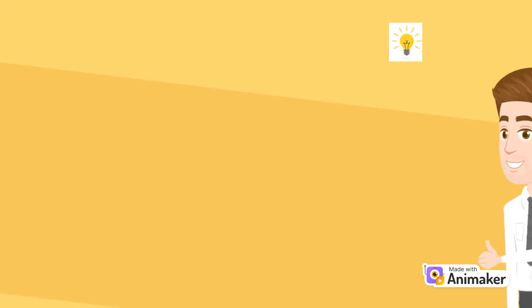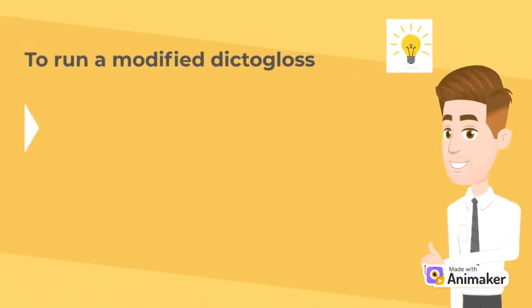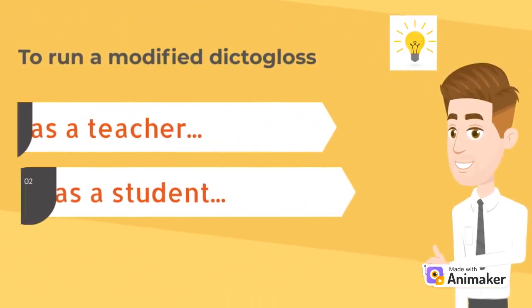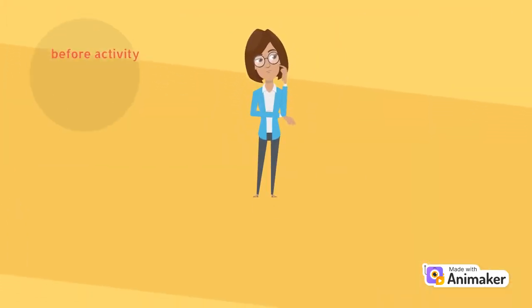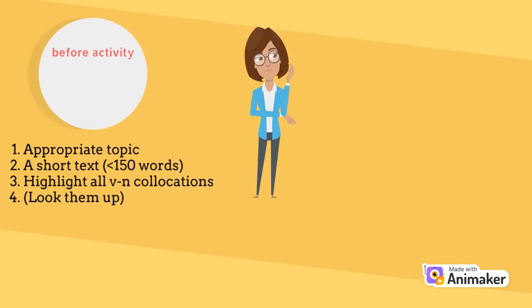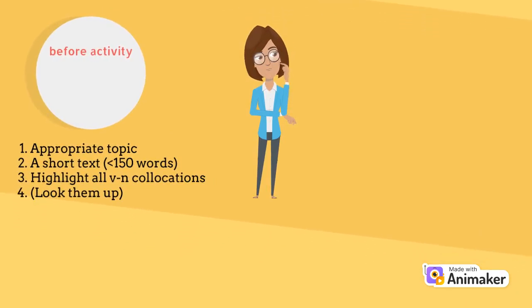If you are a teacher, and you would like to run this modified Dictogloss, what do you and your students need to do? As a teacher, before carrying out modified Dictogloss, you should first decide on an appropriate topic for your learners. Then, find a relevant short text which has fewer than 150 words. After selecting a suitable text, read it and highlight all the verb-noun collocations. The teacher will use these highlighted collocations as the targets for the pre-task activity.